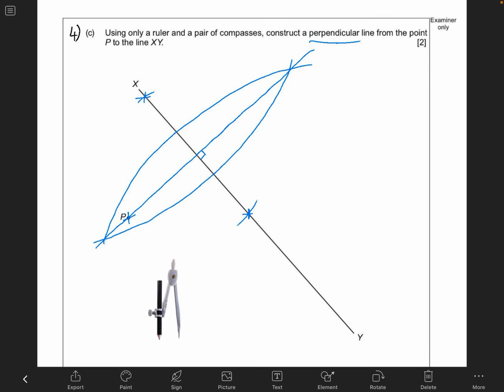It is important to point out that on all those 3 questions, you really do need to make sure you leave the construction lines in. Do not be tempted to rub them out, because I've asked you to construct. You won't get the marks unless you actually leave those constructions in. They need to see how you've done that.